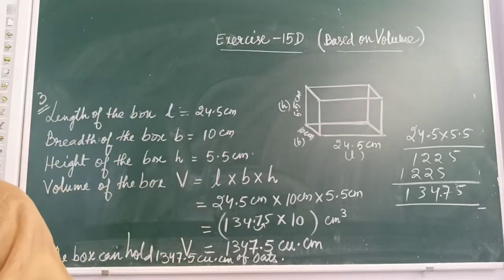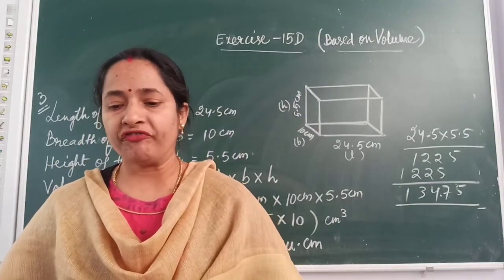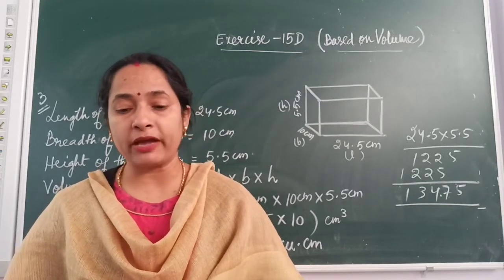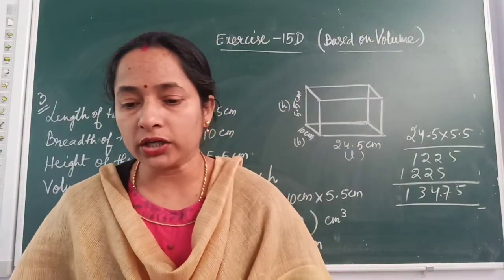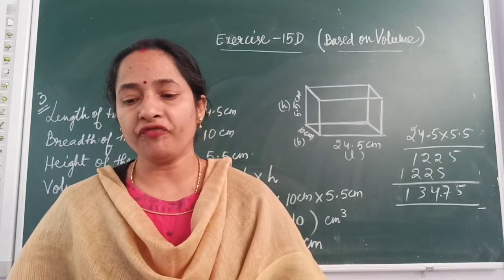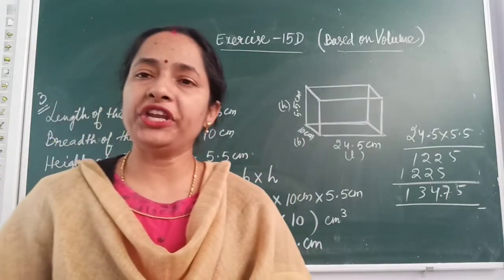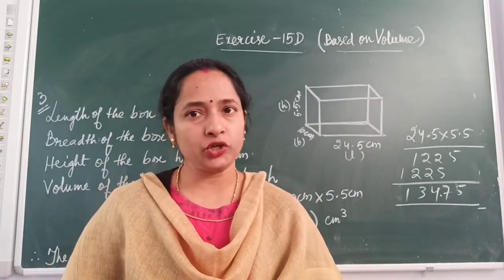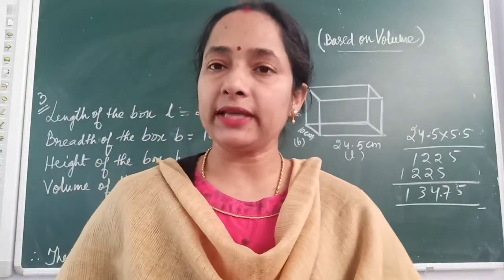Understood? The next question we have: how many unit cubes are needed to fill a cuboid of given dimensions? Children, this question is completely to be done by you all, because the dimensions of the cuboid are given to you. Then what will you do? Simply multiply the given dimensions to find the total number of unit cubes that can fill the given cuboid. So you multiply them and find.